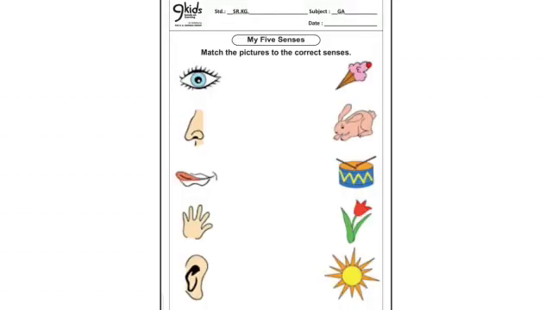Your second worksheet is of 5 senses. Here you have to match the pictures to the correct sense. For example, the first one is eyes. Eye you have to match with what you can see with your eye. You can see sun. So you have to draw a line from the eye to the sun. The same way you have to do the nose, the tongue, the hand and the ears.